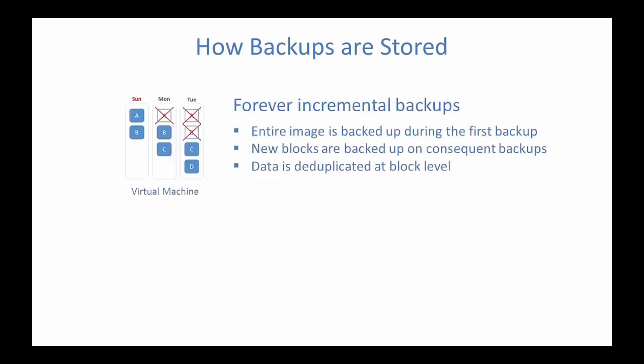Now let me explain how backups in the backup repository are stored. First of all, the backups are forever incremental. The entire VM image is backed up during the first backup. We take the entire VM and just place it into the backup repository. Of course, it's split down to blocks and all the blocks are compressed. And here is also the point where deduplication kicks in. The blocks are deduplicated on a repository level.